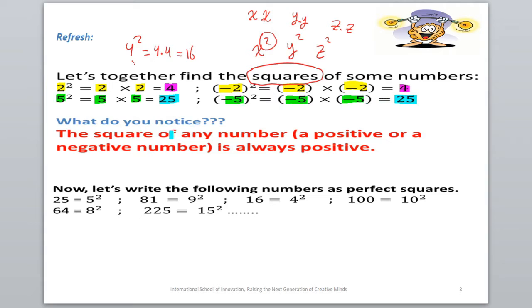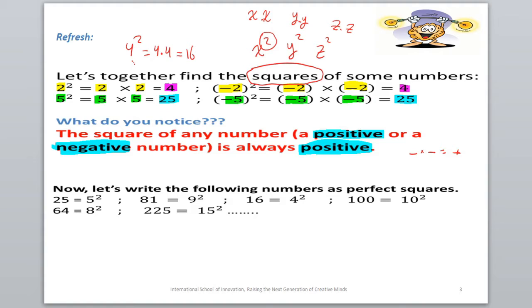We notice that the square of any number, whether it is positive or negative, is always positive. The answer is always positive when we square a number. We multiply it by itself 2 times, and its answer should be positive, because negative times negative is equal to positive. Negative 2 times negative 2 is 4. Negative 5 times negative 5 is 25. Negative 6 times negative 6 is positive 36, and so on.